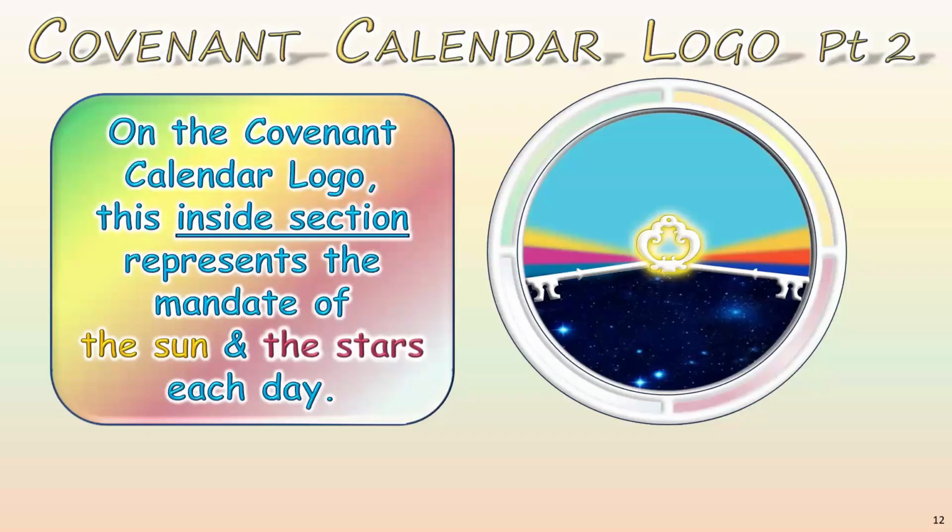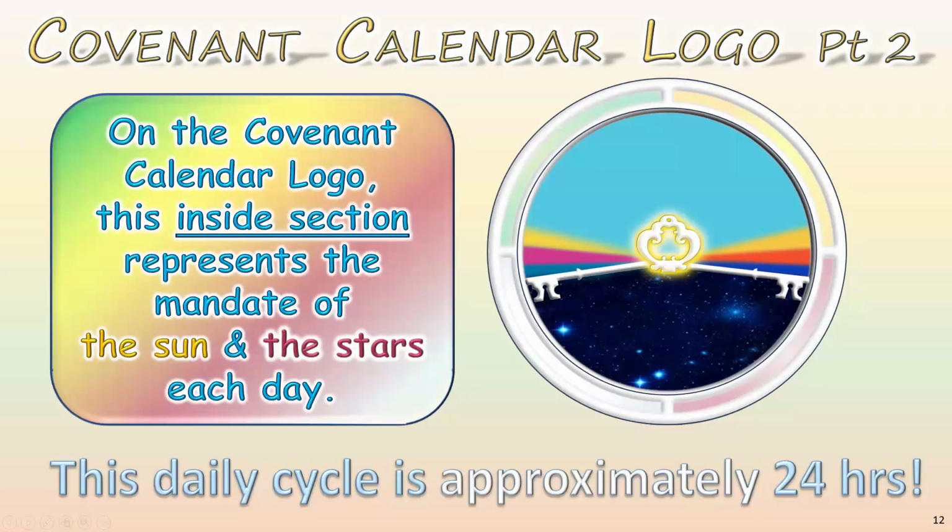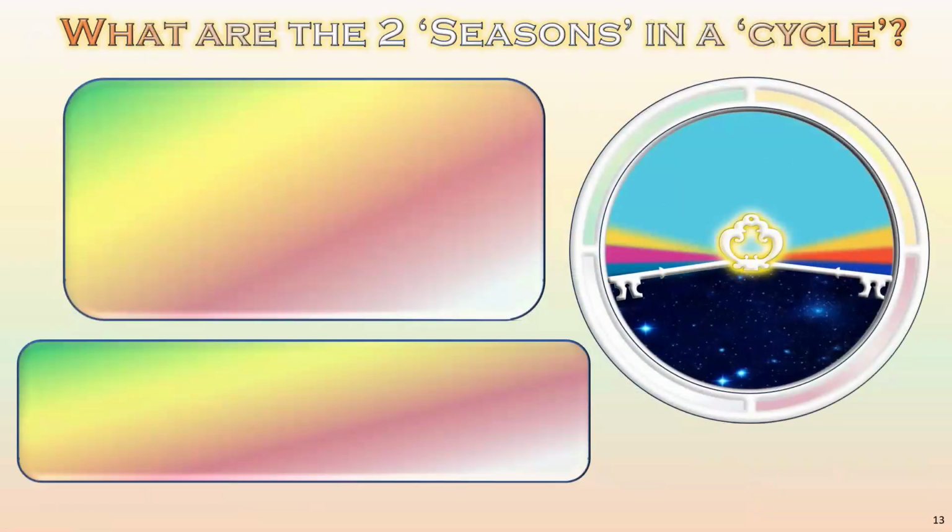Okay, we have finished the first part of our logo, part 1, on that outside ring. So let's turn to logo part 2. And we're going to look at this inside section. This inside section represents the mandate of the sun and the stars every single day. This daily cycle is approximately 24 hours.